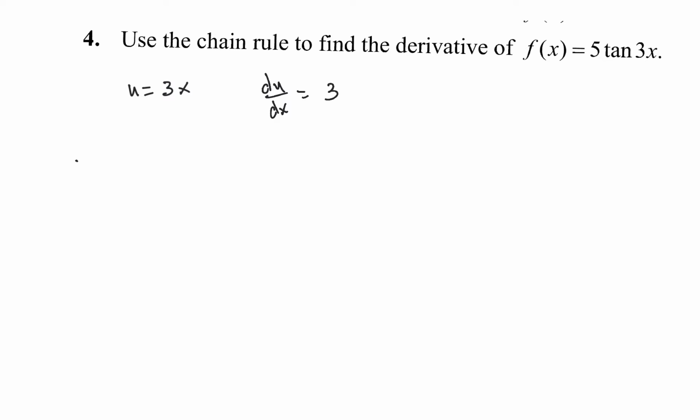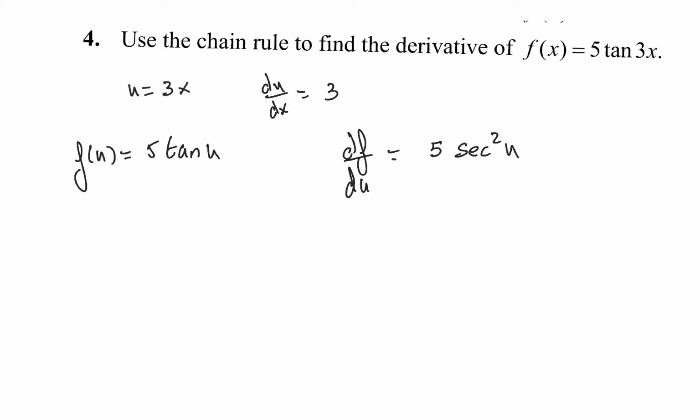And f of u will be 5 times tangent of u, where u is 3x. So what is the derivative of f with respect to u? Well, the derivative of tangent of u is secant squared of u. So it will be 5 times secant squared of u, because the derivative of tangent is secant squared.